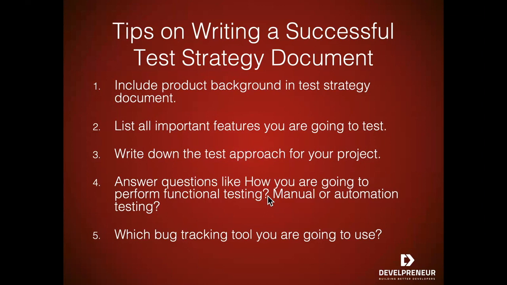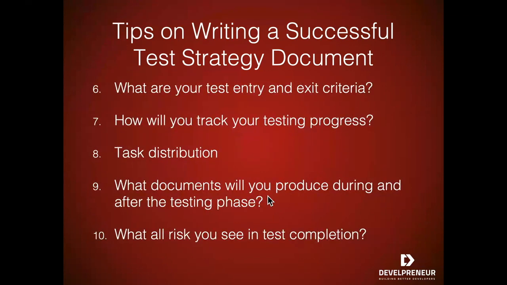Five, which bug tracking tool are you going to use? What will be processed when you find a new bug? Essentially, how will you process the defect? How will you report them? Six, what are your test entry and exit criteria? Seven, how will you track your testing process? What metrics are you going to use for tracking test compliancy or completion?